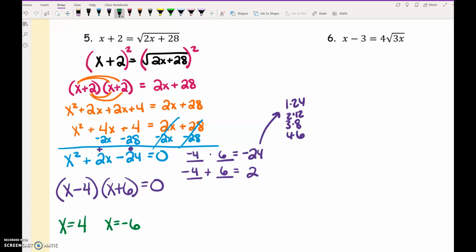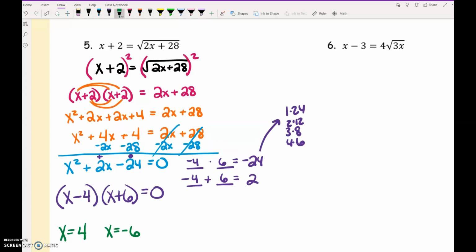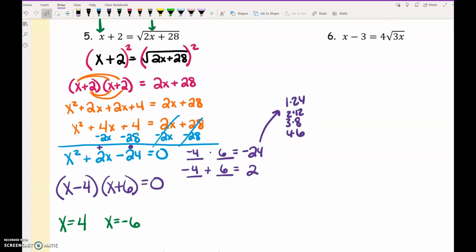Now we need to check these answers. And this is why I rewrote the original problem, because we have to check these answers back in the original problem. Unfortunately, in this type of problem, there's no way to tell which answer might not be the right answer. Sometimes both answers work. Sometimes one answer works. Sometimes neither answer works. So you have to check. But you can use quite a bit of mental math to help you check.